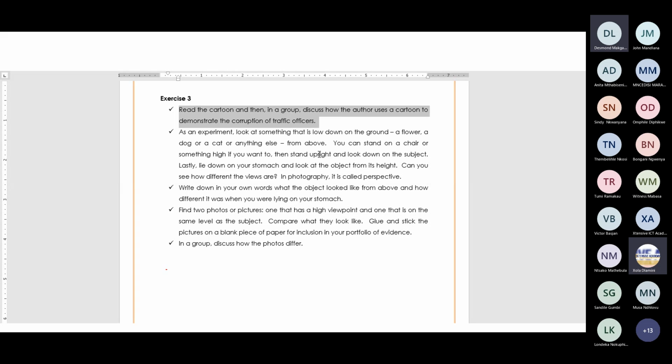Let us read the cartoons. Then we must discuss how the author uses a cartoon to demonstrate the corruption of traffic officers.